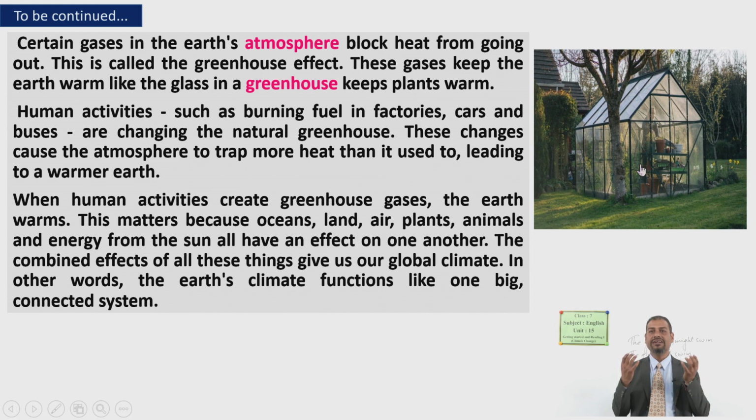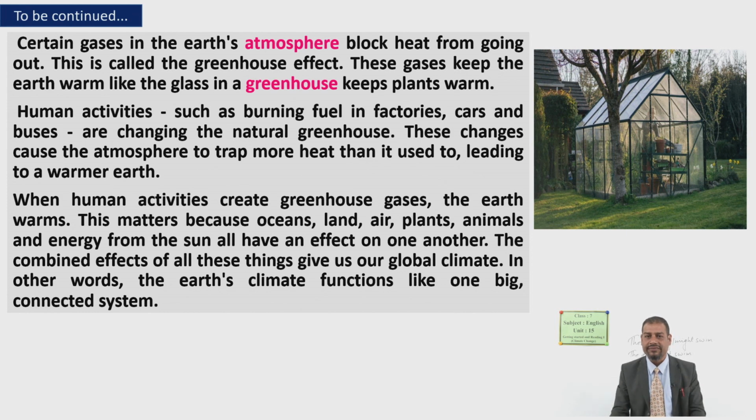And because of this reason, we are getting warmer and warmer. See, these gases keep the earth warm, like the glass in a greenhouse keeps plants warm, okay? These gases keep our earth warmer and warmer. So you can see the example. For example, we are inside this house and there is no place for ventilation, okay? And we are getting warmer and warmer. Because of all the gases, our atmosphere blocks heat going out, and all the heat is inside the atmosphere. And because of this reason, we people are feeling warmer and warmer.